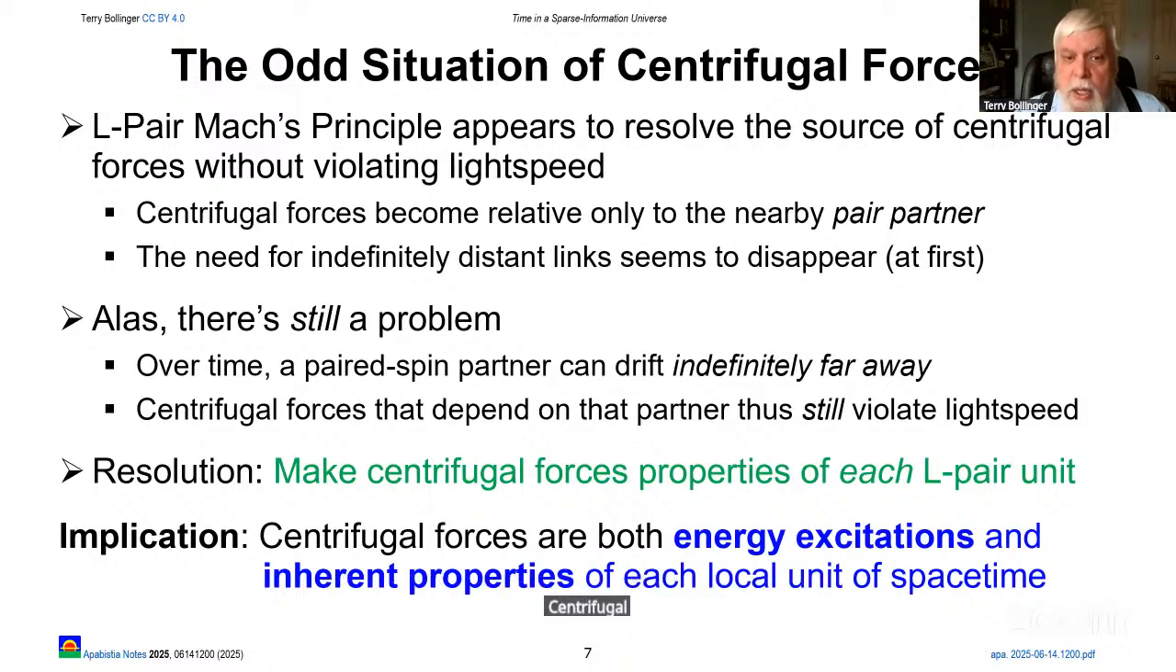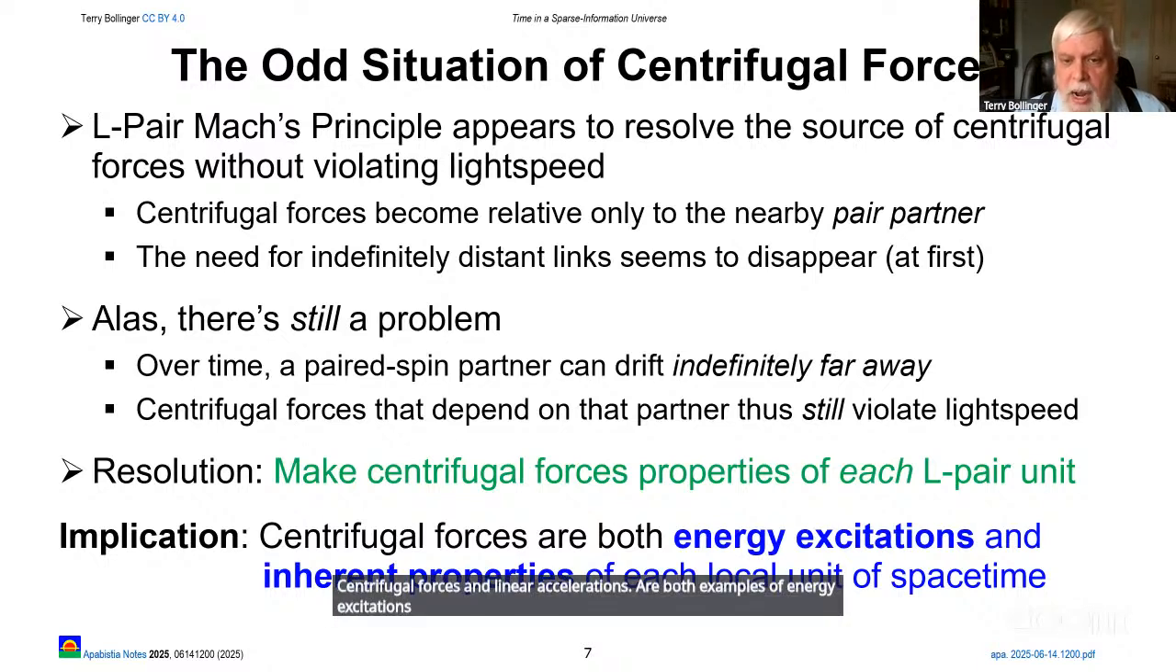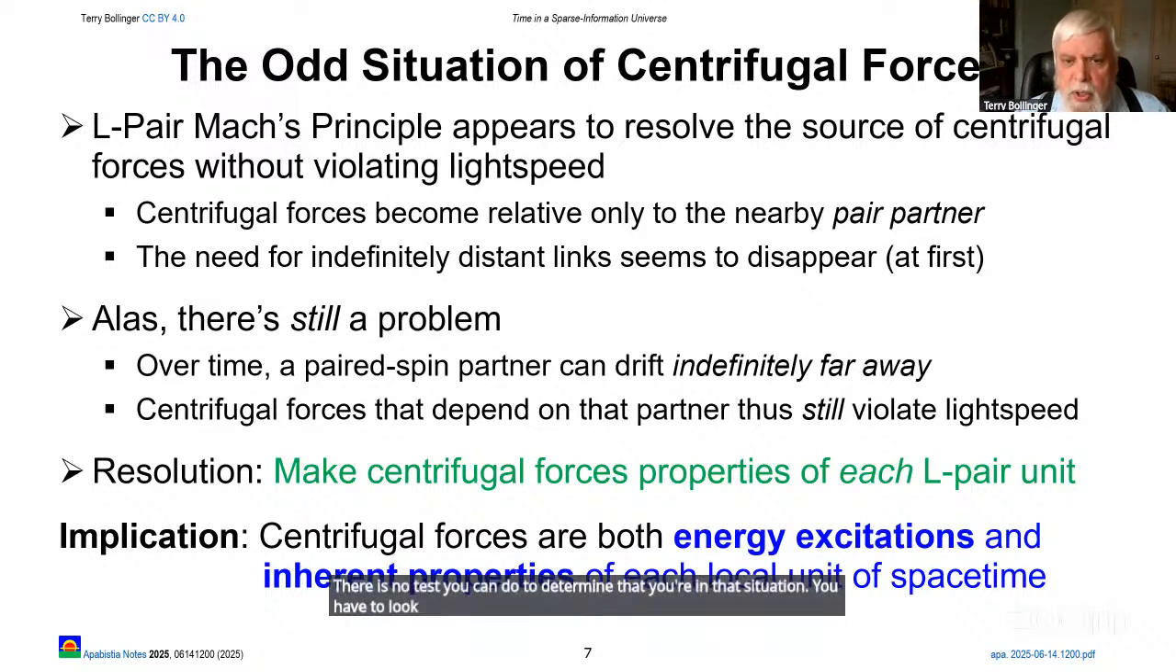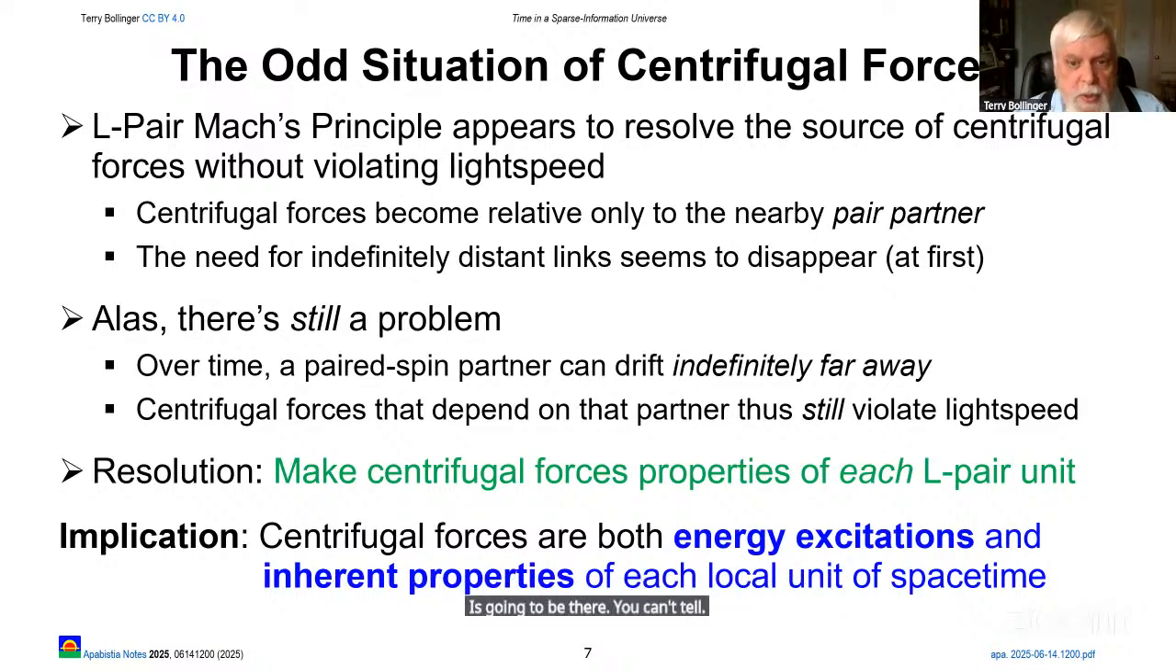Centrifugal forces and linear accelerations are both examples of energy excitations, and they are inherent properties of each unit of space. In the case of linear acceleration, there is no test you can do to determine that you're in that situation. You have to look at the outside universe before you can tell. Every physical property that you can measure, that's the heart of special relativity, is going to be there. You can't tell. But centrifugal excitations, the rotational excitations, those are a whole different ballgame. Those you can always tell. You can always find an internal test and say, oh, I've got spin. I am in a spun up state, and it's causing problems with this, that, or the other. You don't have to look at external stars. You can tell that by looking there, but you don't need them to tell it. It's a property of what you're doing.